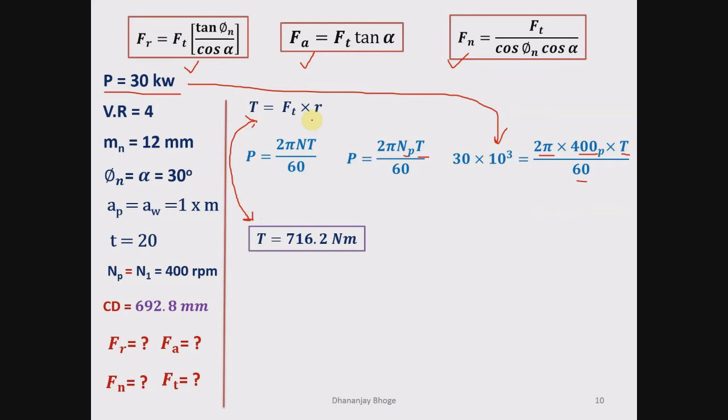Now substitute the value of torque and find out the value of FT. Small r is the pitch circle radius of pinion. We substituted the value of torque there, and we have to find FT, but r is also not known. So tell me how to find out the value of the pitch circle radius of pinion. Value of small r.